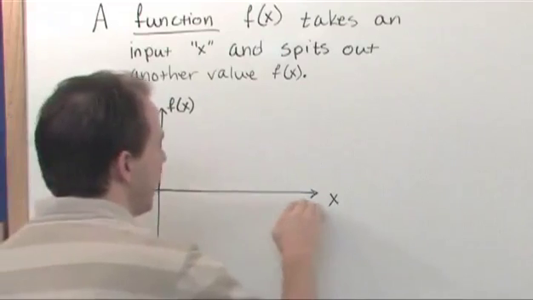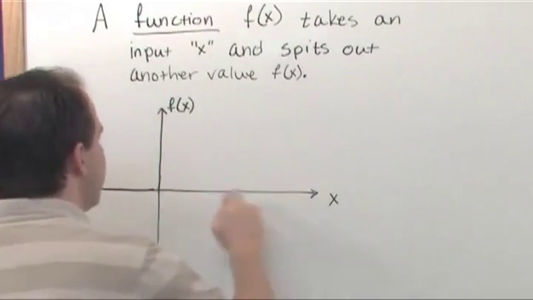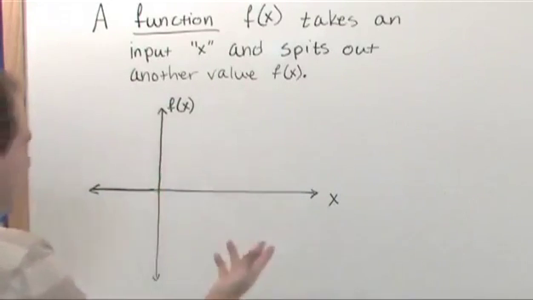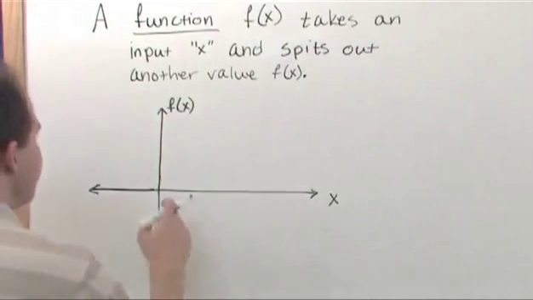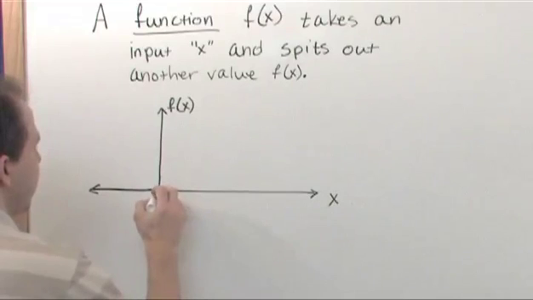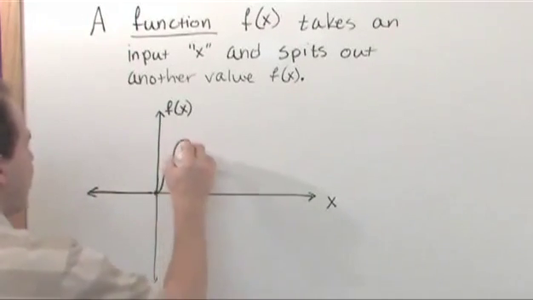So this axis here is called the x-axis, and this axis is called the f of x axis, which is what you would graph there. And so when you put x is equal to 0 in, you might get 0, and you might get a graph. You could draw a graph.